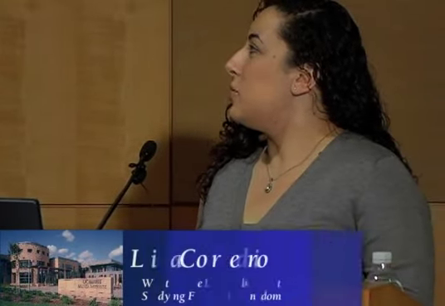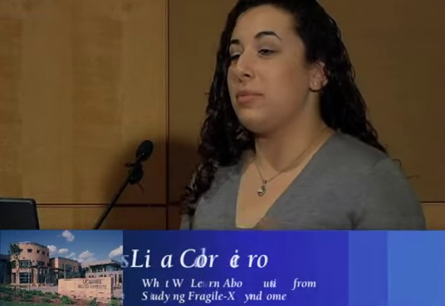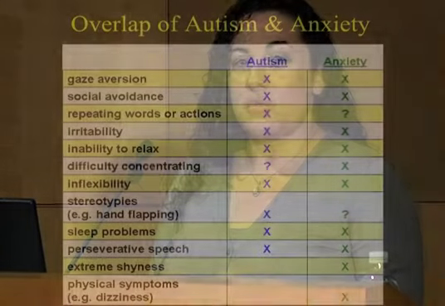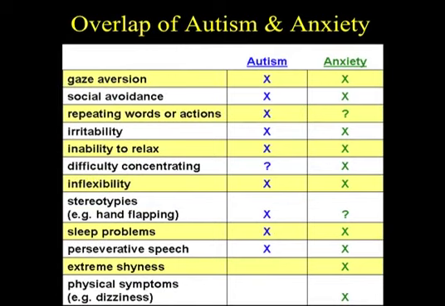So as David was describing the overlap between autism and Fragile X, I want to talk a little bit more about one of the core features of Fragile X, which is anxiety, particularly social anxiety, and how that overlaps with autistic symptoms. Clinically, we see a lot of overlap in the behaviors associated with autism and a lot of behaviors that are associated with anxiety.